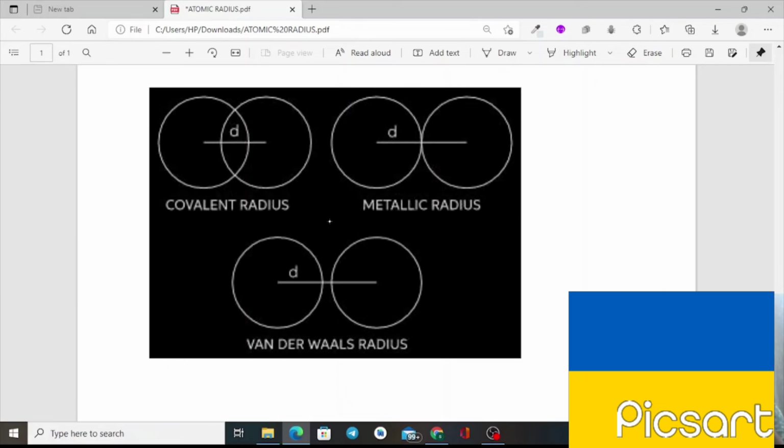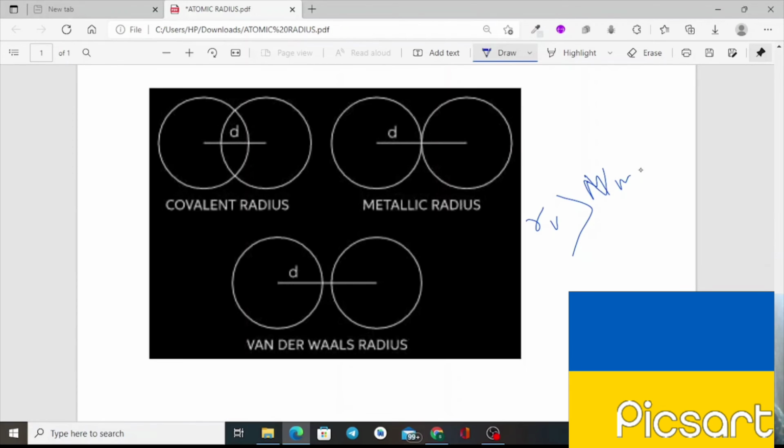Lastly I have given you a comparison between the three different kinds of radius: covalent, metallic, and van der Waals. I have already told you that the species that have van der Waals radius have very weak interaction. They will not overlap. So the van der Waals radius will be larger as compared to the rest of the two. In metallic radius, they are not overlapping, but they are interacting. Their edges are touching each other. So the metallic radius will be smaller than van der Waals but larger than covalent radius.